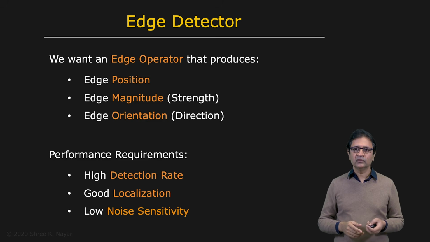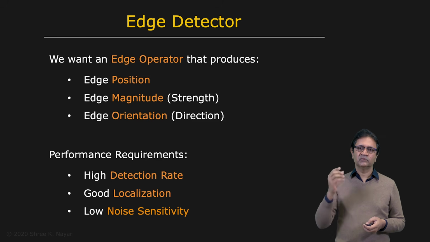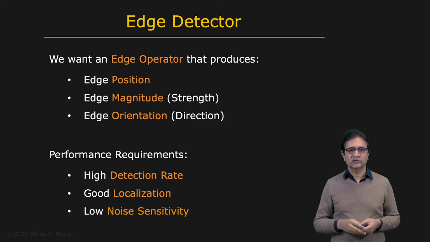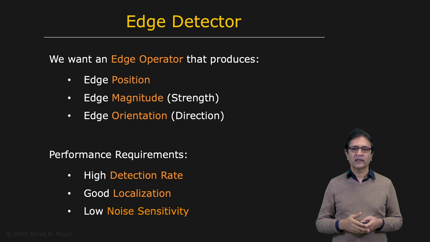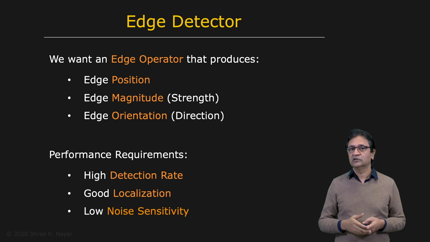And we want to be able to do all of this with very high detection rate. That is, we want to find an edge if it exists and not find an edge where it does not. We want to have low false positives and low false negatives. We obviously want to have very good localization, which is to find the edge exactly where it takes place, the position. And finally, resilience to noise.